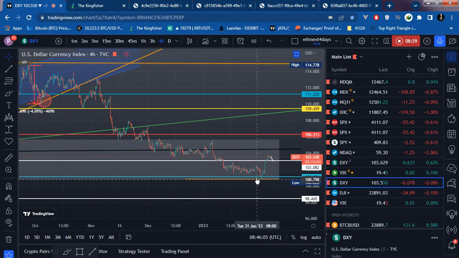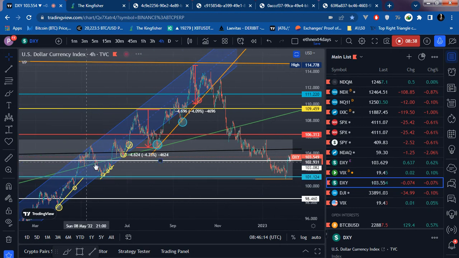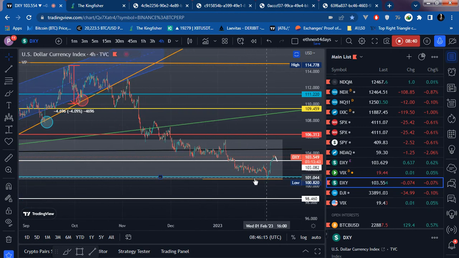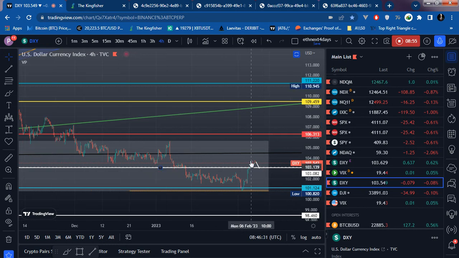And right now it bounced back at a local support at 100, which is actually a huge horizontal support too. And maybe today we go a little bit higher. I think if we break this 106, then we will see some capitulation candle towards the downside for Bitcoin. But until then, Bitcoin will bleed, but probably slowly.